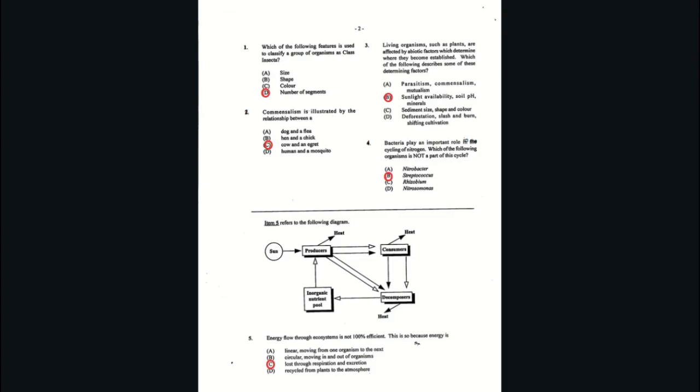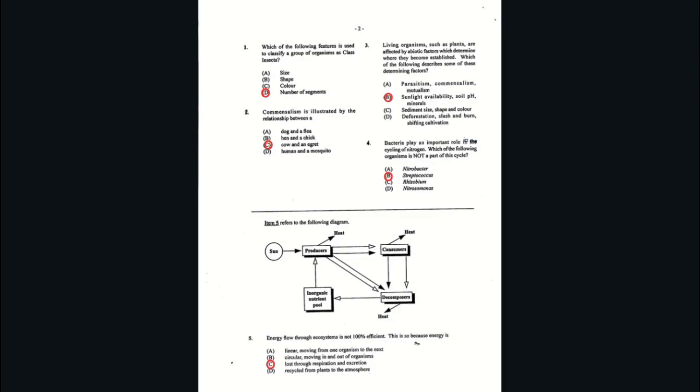So that's commensalism. And then we're going on to number three, and it says living organisms such as plants are affected by abiotic factors which determine where they become established. Which of the following describes some of these determining factors? A, parasitism, commensalism, mutualism. B, sunlight availability, soil pH, minerals. C, sediment size, shape, and color. And D, deforestation, slash and burn, and shifting cultivation.